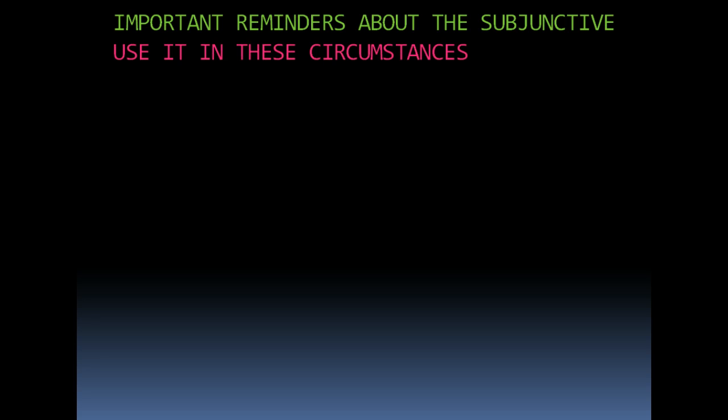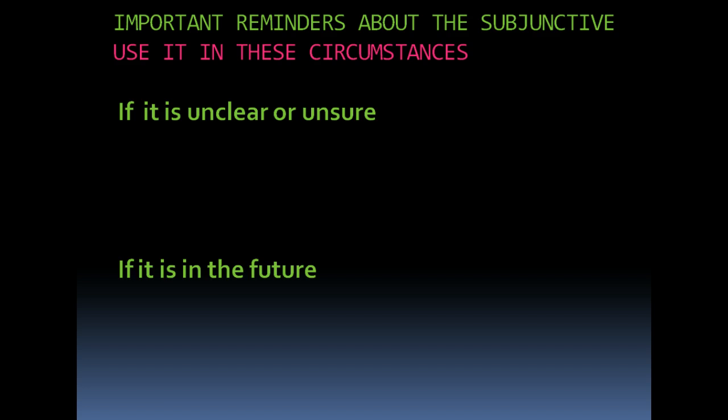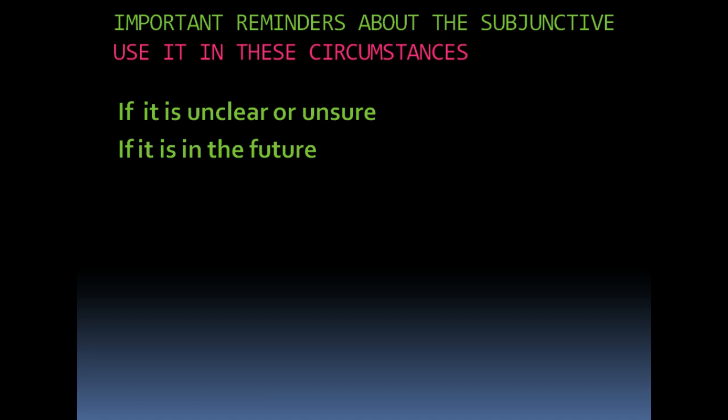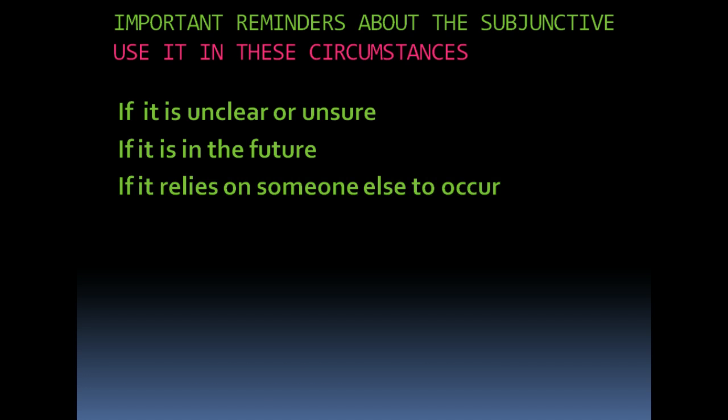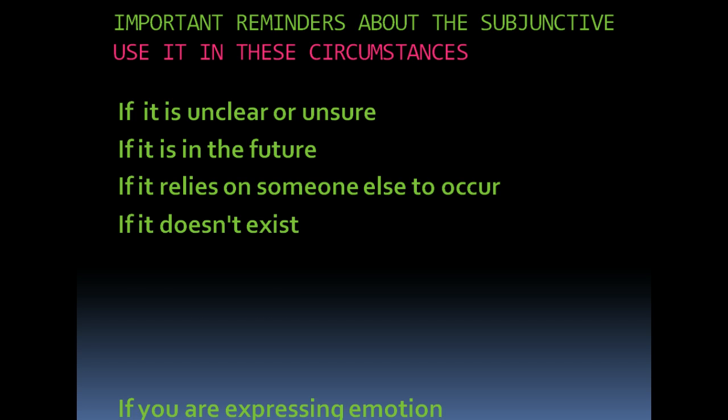All right, let's see. Important reminders about the subjunctive. We're going to use it in these circumstances. If it is unclear or unsure, the action or the thing that we're doing. If it is in the future, it hasn't happened yet. We don't know what its outcome will be. If it relies on someone else to occur. Meaning if we want to do it or get it done, but we're waiting for someone else for that to happen, that's subjunctive. If it doesn't exist, it's subjunctive.